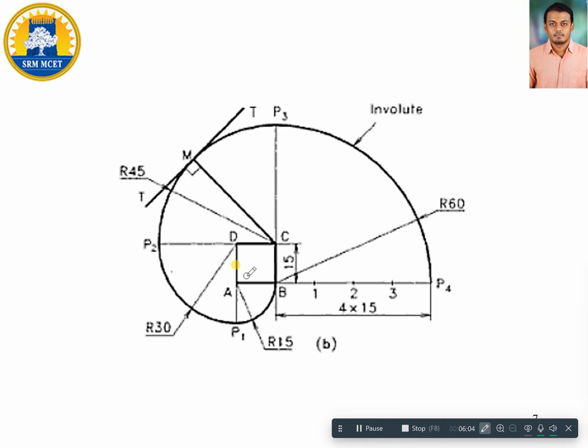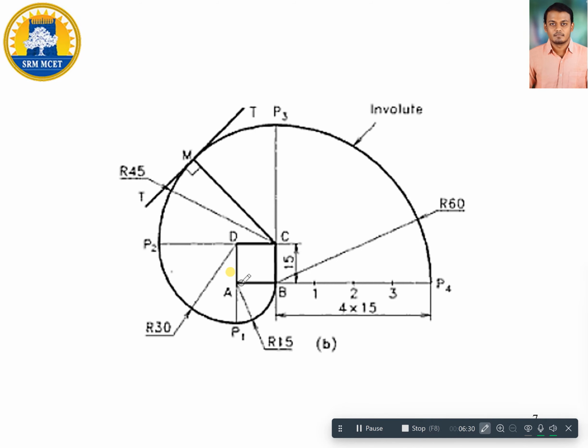Okay, we are assuming that there is a thread available on the surface of this square. Initially I am going to remove the thread from point B and keep it perpendicular to AB. You assume that the thread is initially starting from point B, and once again ending at point B.